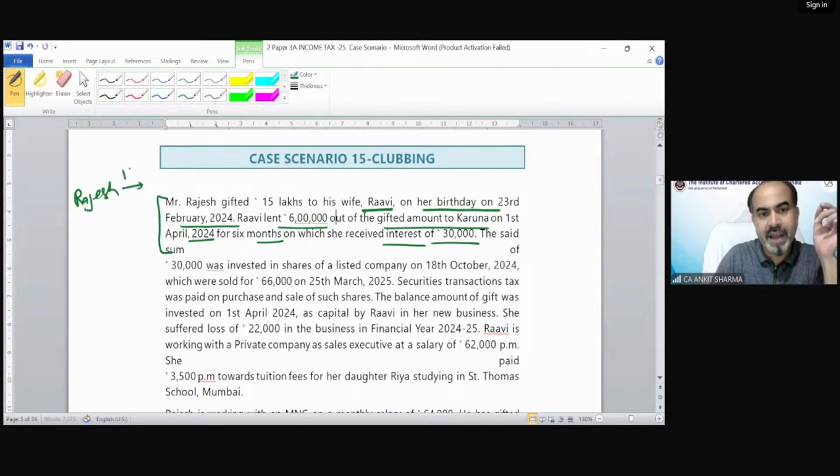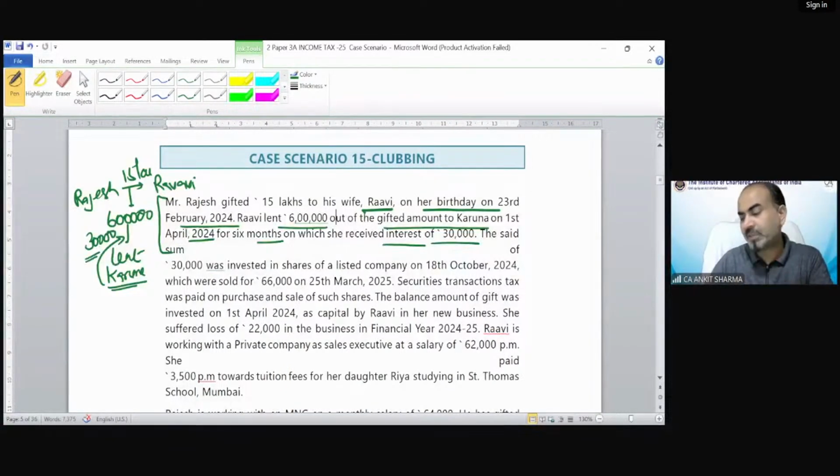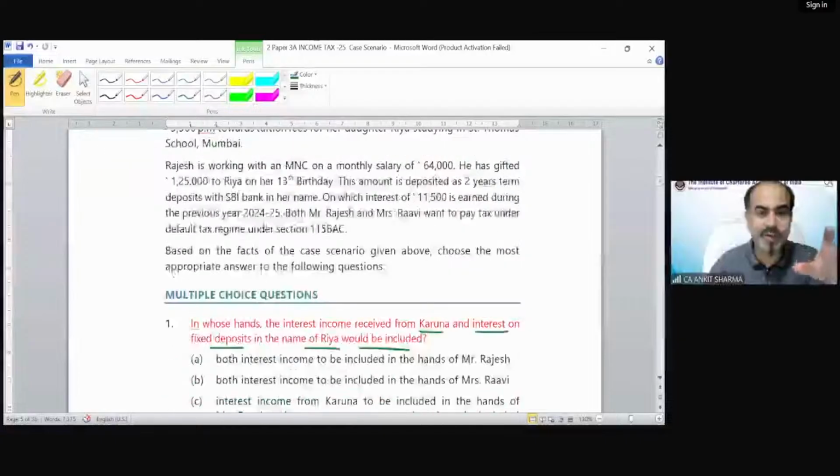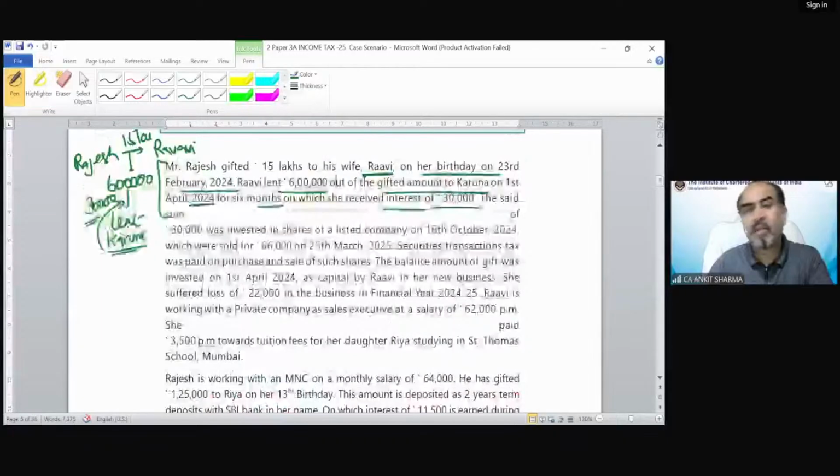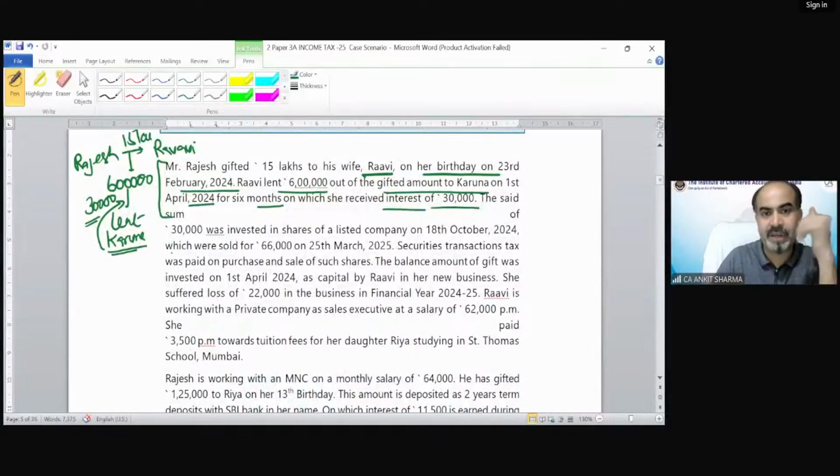He gifted 15 lakh rupees to Ravi, his wife, on 23rd of February, which does not matter. Out of this 15 lakh, 6 lakh Ravi lent to Karuna. And Karuna paid 30,000 rupees interest to Ravi on this loan. Now the first question in the MCQ is regarding whatever amount Karuna has given as interest, in whose hand that is going to be taxed. Okay, this is the first thing.